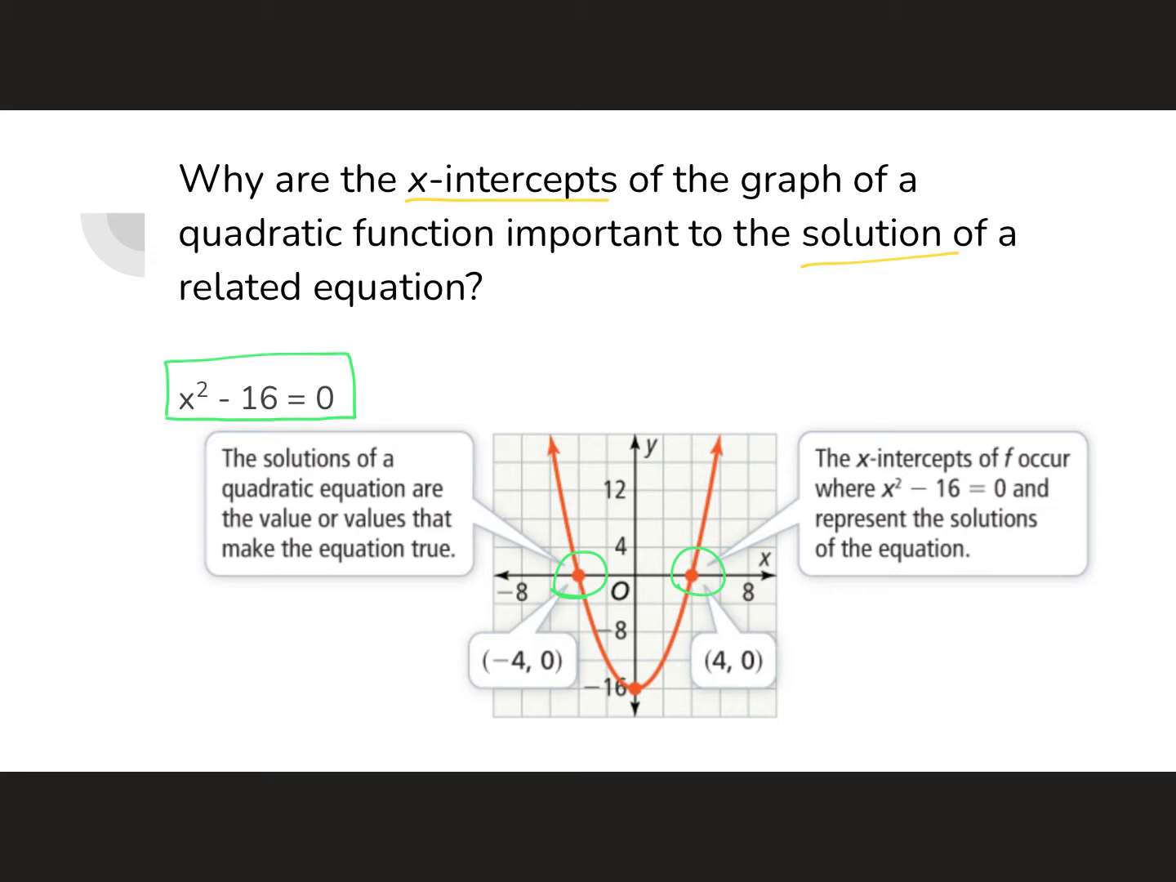So you can tell if you graph this, the solutions of it are the value or values that make the equation true. We say that they make it true because here our y value is 0. So if we replaced this with y equals x squared minus 16, the point where y is 0 is how we get this. So the x-intercepts of this function occur where it equals 0, and they represent the solutions. In this case, the solutions would be -4 and 4.